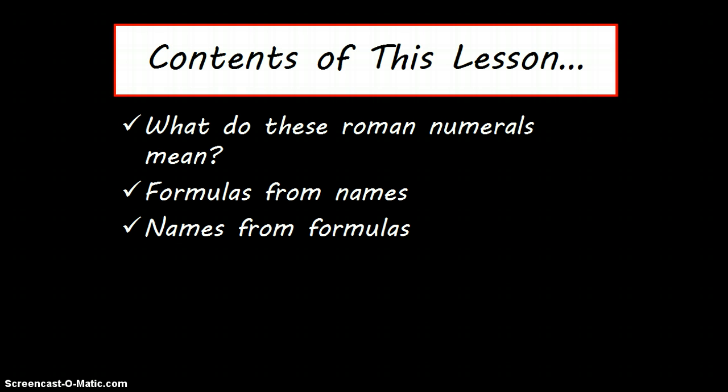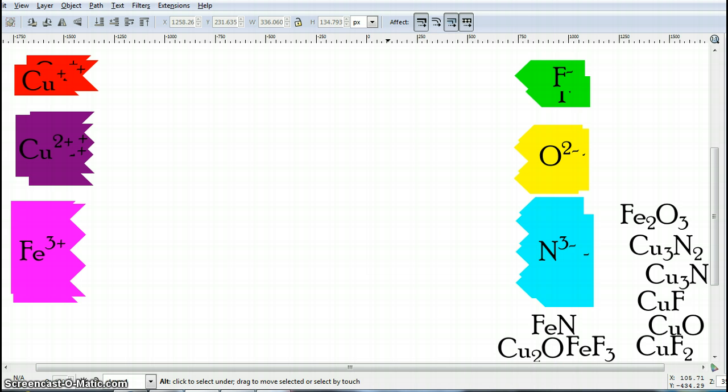We will then go through our Inkscape simulation and show you how you can write the formulas from names, and then finally we'll show you how you do the names from the formulas. Okay, we're back at our simulation, and again what you will notice is we have a grouping of cations over here and some anions over here, and we're going to put them together like we did in the previous lesson.